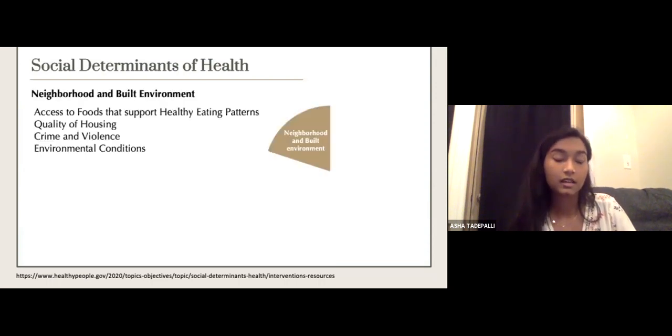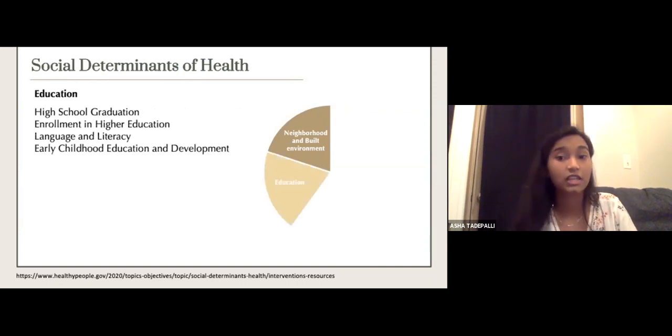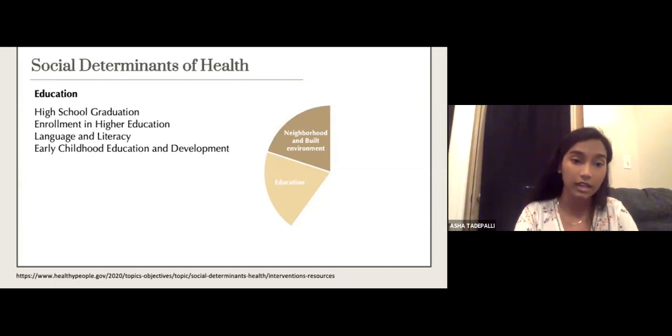First, they mentioned the neighborhood and built environment, and how that may play an aspect. Availability of resources that support health within the environment is kind of what they were touching on, including, as Dr. Harewood had mentioned, access to foods that support healthy eating patterns, quality of housing, crime and violence, and environmental conditions. Looking at education, we're thinking more about quality, access, and promotion of education, including high school graduation, enrollment in higher education, language, literacy, and early childhood education and development.